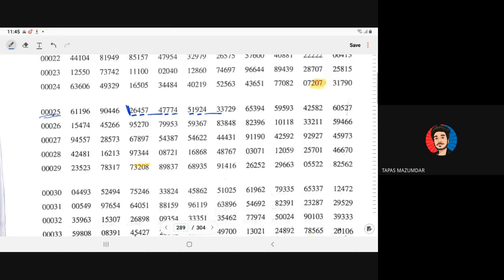Clear? Is there any doubt for selecting the number? For the 10 days you have to select, so 72 also. So how to choose the random number? Is there any doubt? Hopefully it is clear.